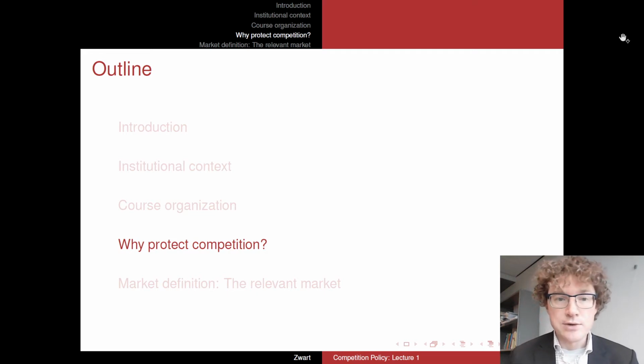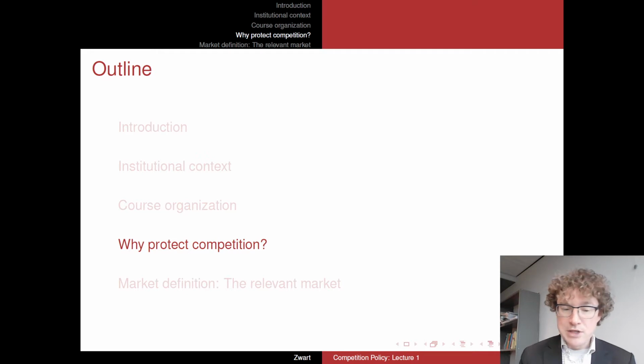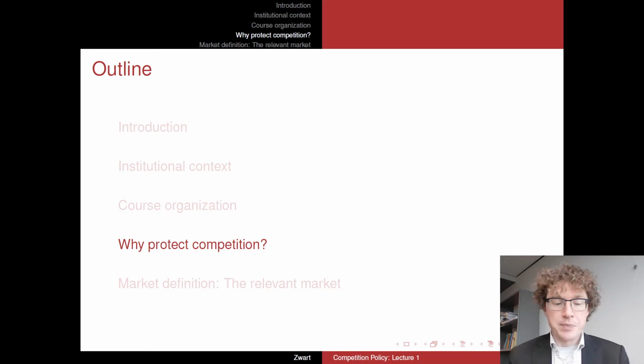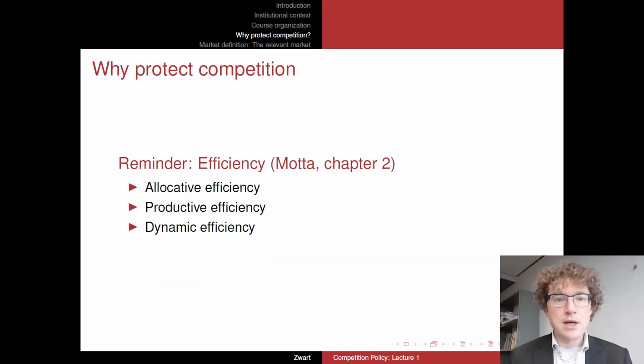So let's go to the question on why we would like to have competition. And basically what we're now going to do is review material that is in MOTAS chapter 2, which for the most part should be known, which is answering the question of what it is that competition does that is worth protecting. So the idea is what we want competition to achieve is efficiency in particular.